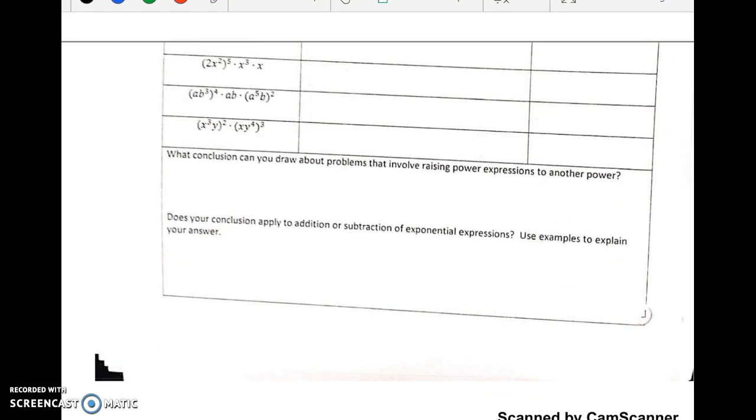Okay, so if you've started watching this, you didn't just keep watching, you actually paused the video. The conclusion that you draw, you should have found out that my rule is I am multiplying my exponents. What that means is you are multiplying the exponent on the outside to all of the exponents on the inside. So you're distributing that exponent.